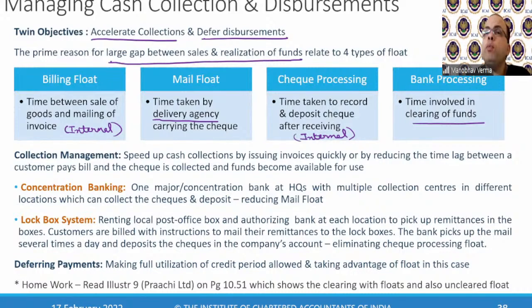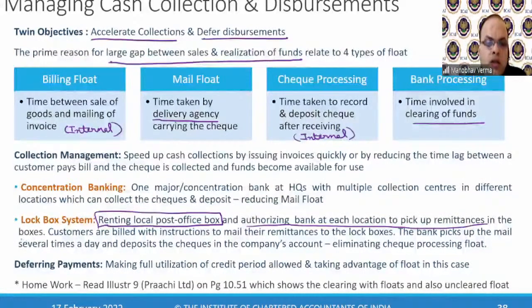Similarly, a lockbox system. Now, lockbox system is more or less an arrangement of the enterprise with the bank. So it's more of a scenario where a local post office box is rented out, and you authorize the bank at each location to pick up the remittances in those boxes. And accordingly, you have to send the instruction to customers that, okay, your payment will be sent to so and so box number, and then the bank will directly collect those checks. That means you are done away with the check processing float here. So you're not even talking about check processing float anymore, right?